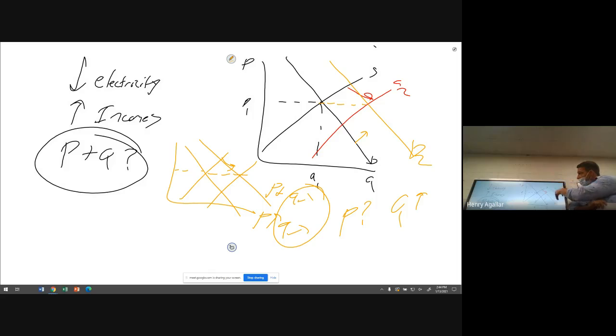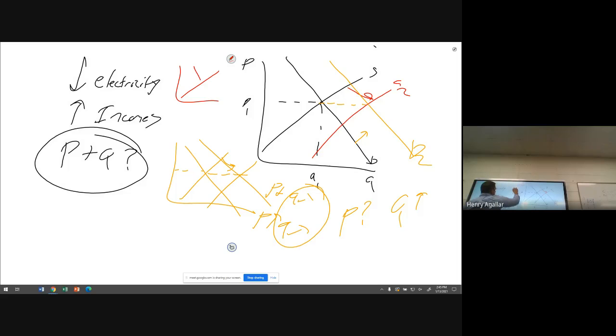Let's say electricity prices go down, but then incomes go down. Now what do we have? Electricity prices go down, incomes go down. So now price is down. So how do you know whether it's price or quantity that's indeterminate? Because you should look at each change separately. Okay? So each change separate.